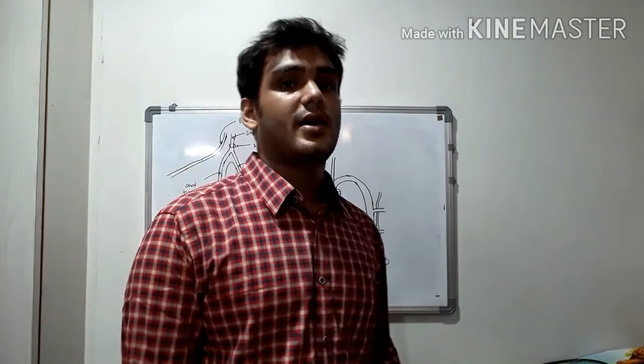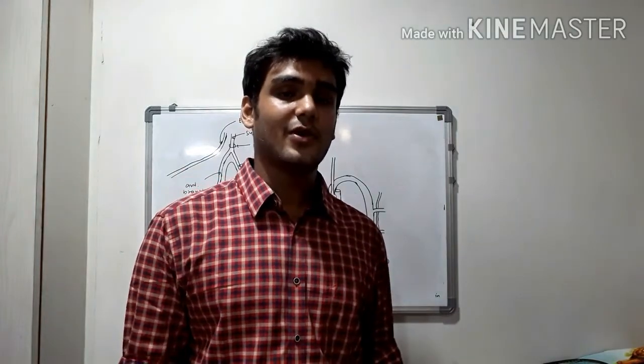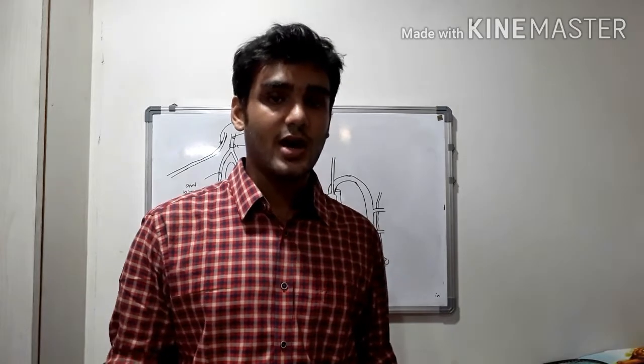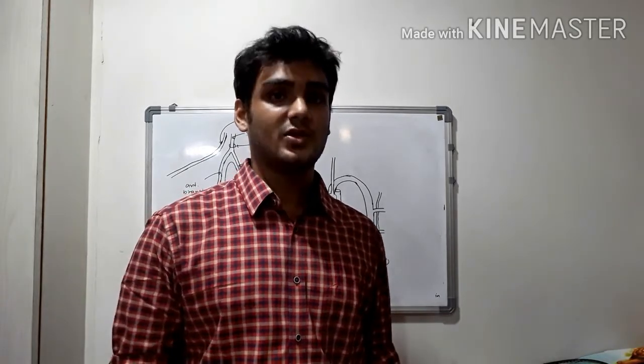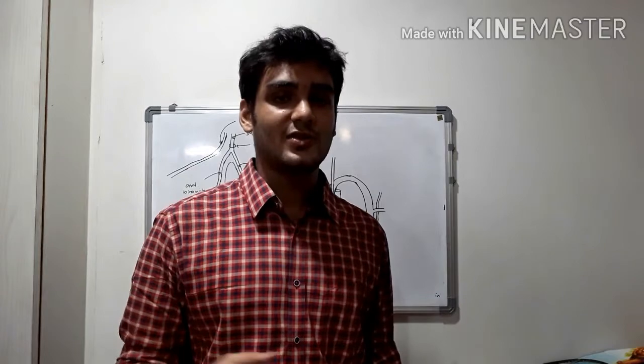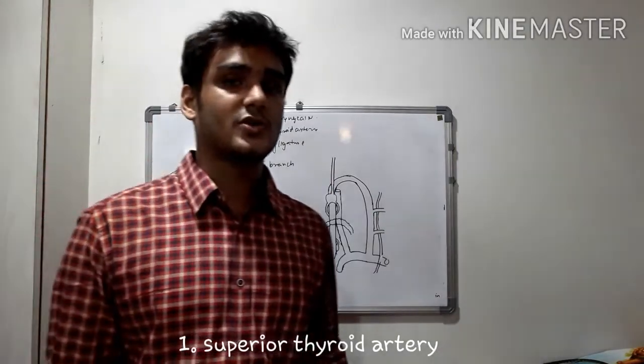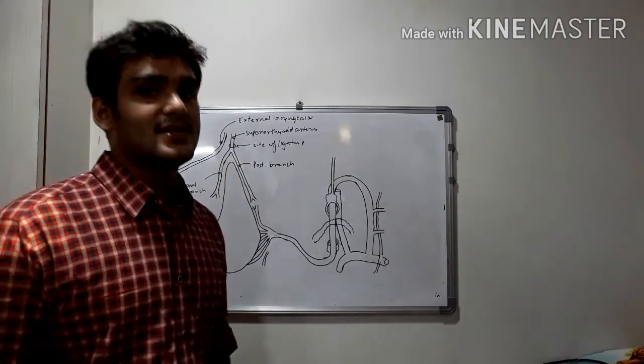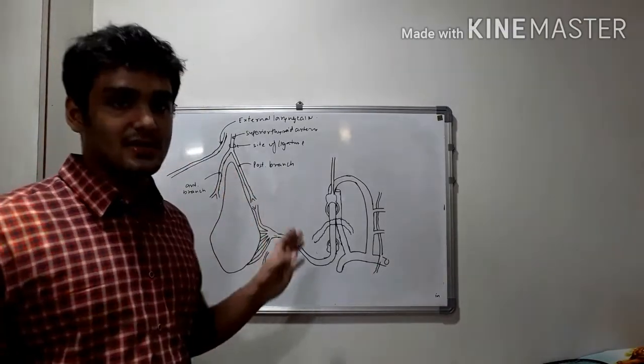So the arterial supply of thyroid gland is mainly from two arteries, the superior thyroid artery and the inferior thyroid artery. Superior thyroid artery is the branch of external carotid artery, and the inferior thyroid artery is the branch of thyrocervical trunk, a branch of subclavian artery. So firstly, talking about the superior thyroid artery, it runs along with the external laryngeal nerve and pierces through the pretracheal fascia, which covers the thyroid gland.